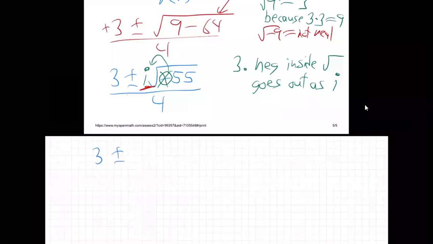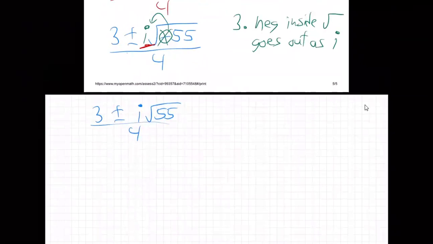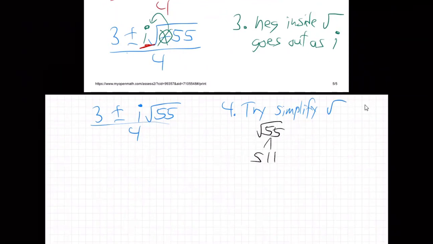So now we're at 3 plus or minus i square root of 55, over 4. Now with the square roots, you've got to see if you can simplify them. It turns out the square root of 55 cannot be simplified. I'll just write: try to simplify the square root. What do I mean? Well, square root of 55, that's 5 times 11, and it doesn't break down anymore, right? You can't break down the 11, and you could just say 1 times 11. That's not smaller. So that's as small as it would go.